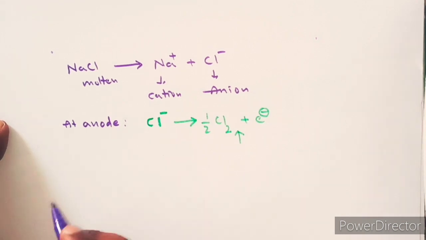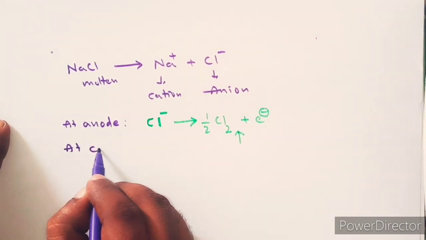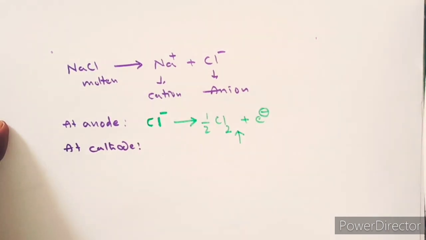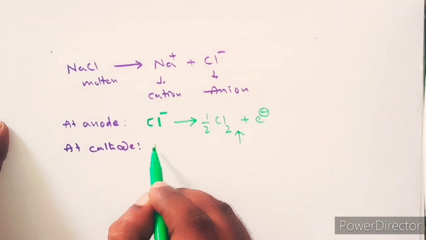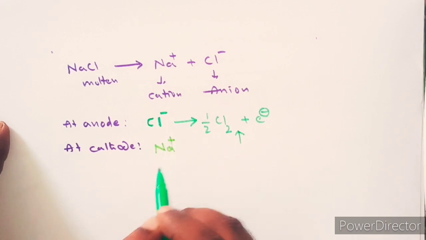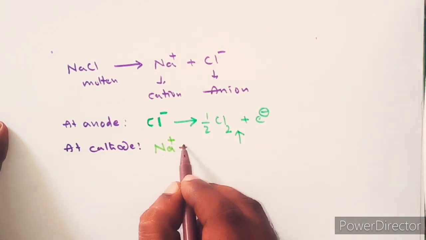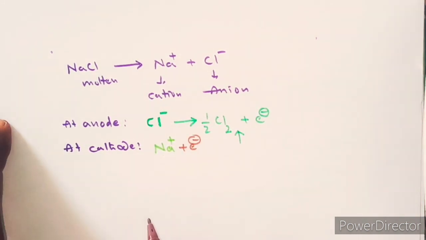Next, let us see the reaction at the cathode electrode. At the cathode electrode, generally what happens? We know that cations migrate towards the cathode electrode. So what cation do we have here? Sodium ion is the cation. This sodium ion will gain the electron. Where is the electron coming from?